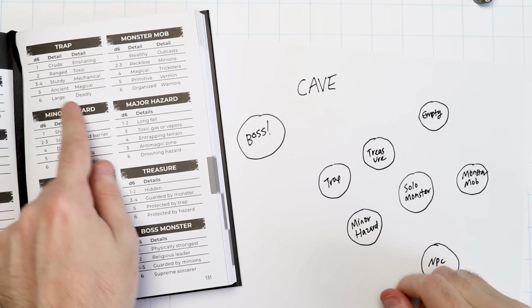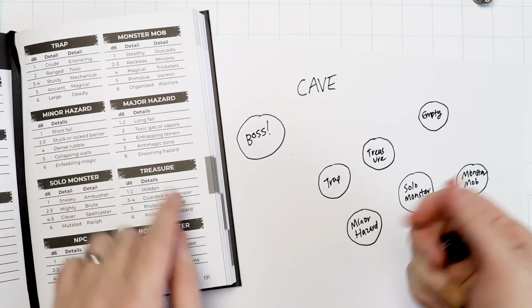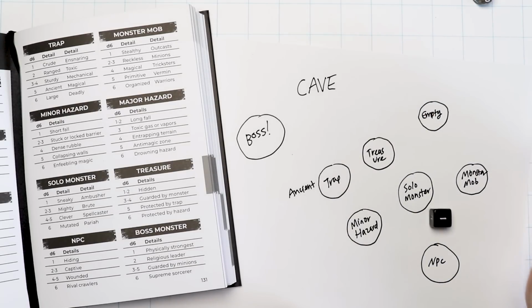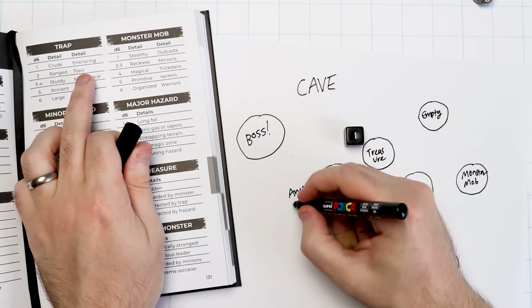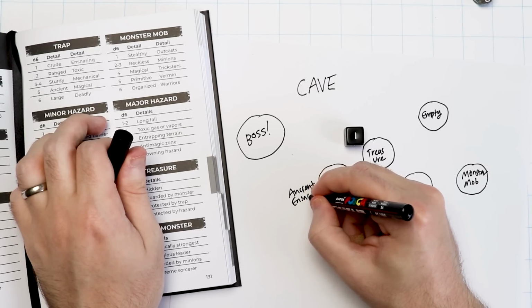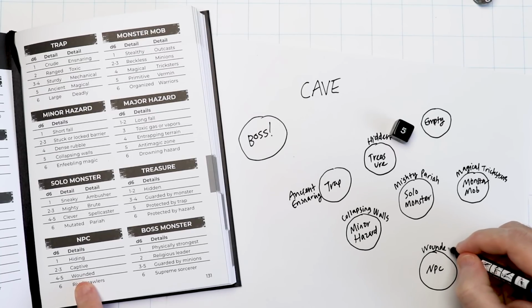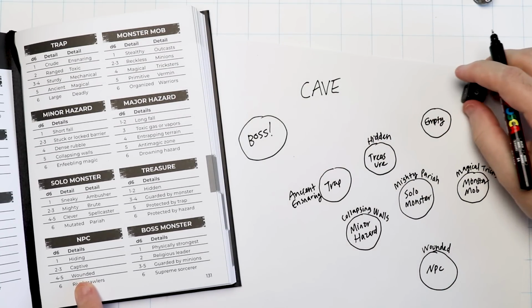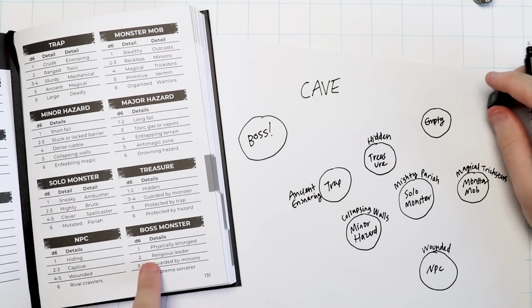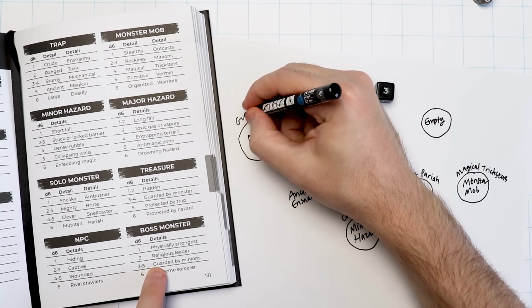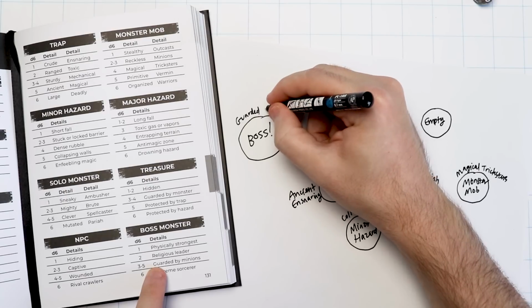Once I have all 8 of my rooms listed out, then I can roll on the corresponding tables to see what kind of NPCs and traps and treasure I'm working with. So I got an ancient ensnaring trap, a hidden treasure, magical tricksters, a wounded NPC, and a boss that's guarded by minions. As you can tell, I'm just writing this stuff down super fast. This is just a page of notes for me to help get my ideas going.